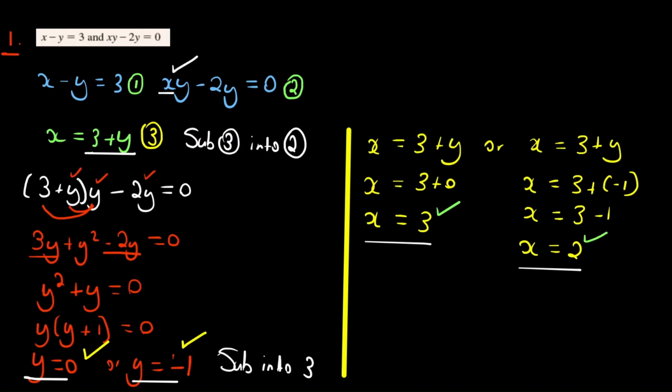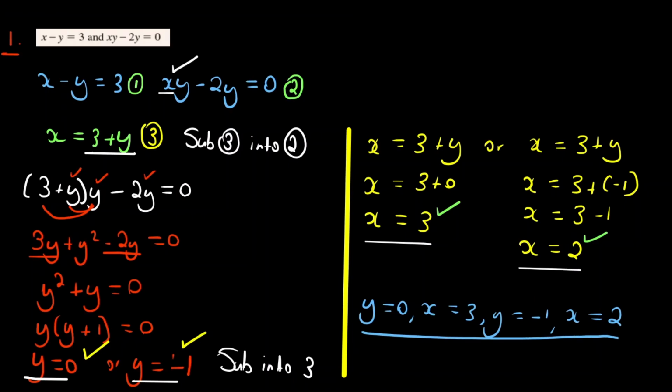So really, to summarize everything, we could say y is equal to 0, x is equal to 3, and y is equal to negative 1, and x is equal to 2. So these really are the summarized versions of the solutions that we calculated.